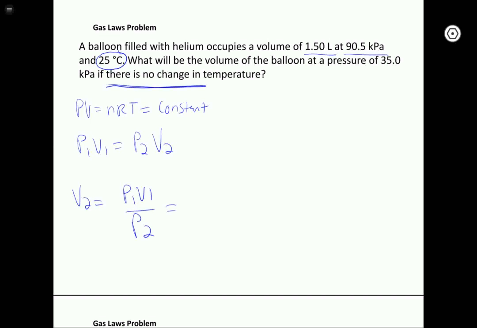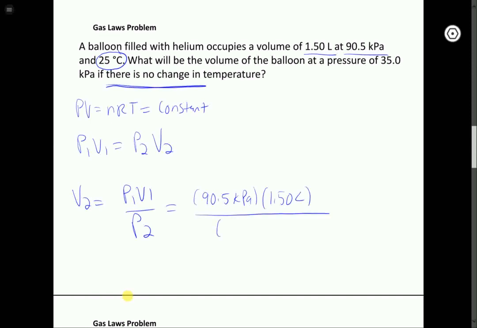Perhaps some of you try to do that. That would be fine if you successfully did it, but if you made a mistake in that step, of course it could mess up your problem. All we really care about are the relative pressures, P1 over P2. So when we put these numbers in, where our P1 is 90.5 kilopascals, our initial volume is 1.5 liters, and then P2, our final pressure, is 35 kPa. So our units for pressure cancel out, and we're going to get an answer in liters for our volume. And we get 3.88.